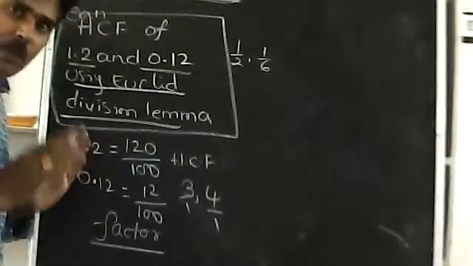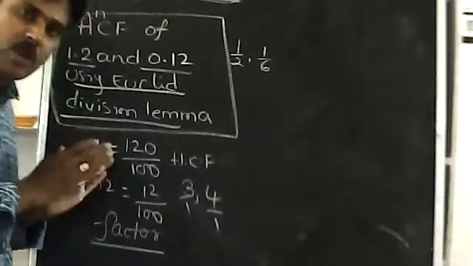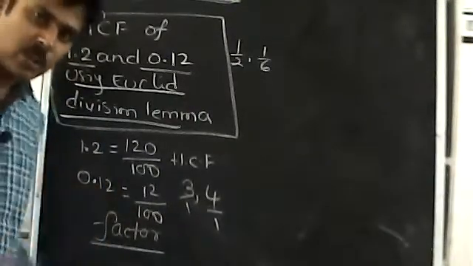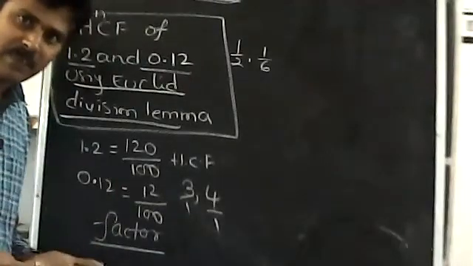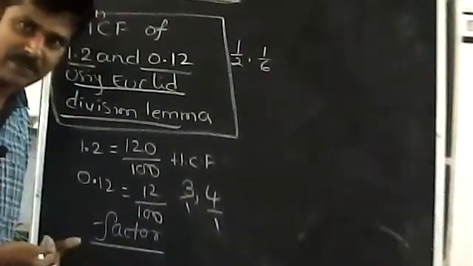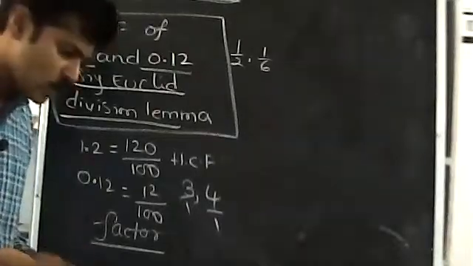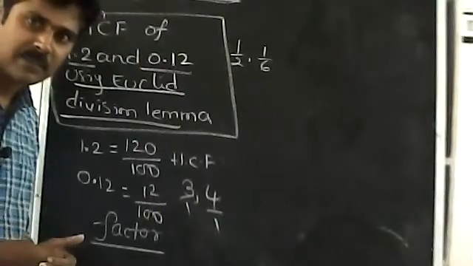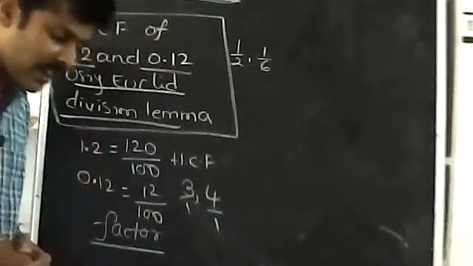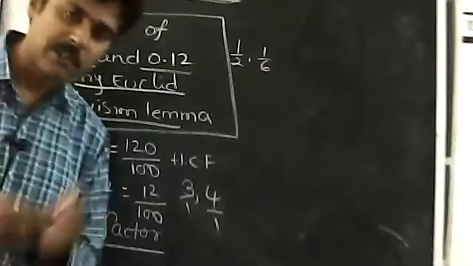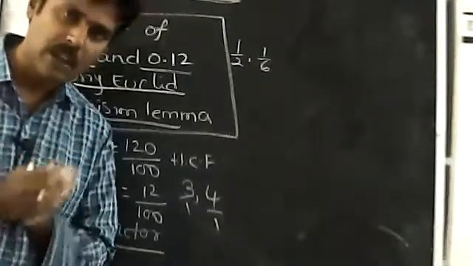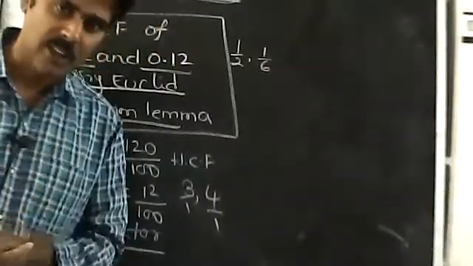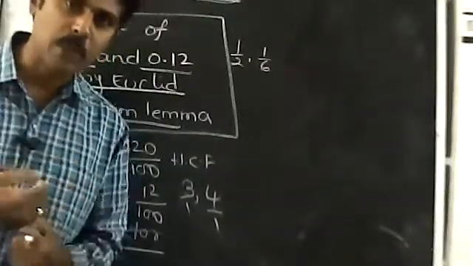So finding the HCF of 1.2 and 0.12 is not applicable using Euclid division lemma. You can do it in another method. You have to find that method. So using Euclid division lemma, you cannot find it. Are you okay with that? Okay, sir. Yeah, that's good. And you have plenty of problems finding HCF using Euclid division lemma in the exercise. First you have to work out all those problems today.